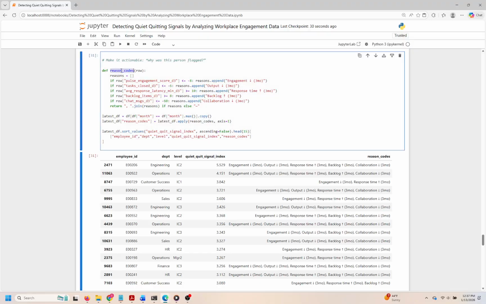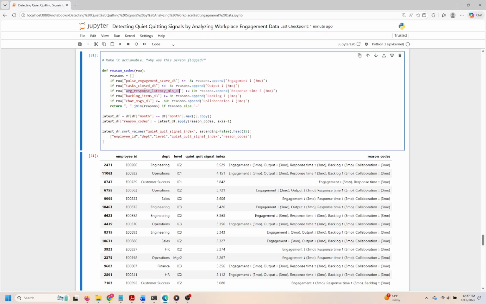It systematically evaluates various performance metrics over a 3-month period. For example, if an employee's engagement score has dropped significantly, it's noted as a potential red flag. Likewise, if they have closed fewer tasks or their response time has increased, those factors contribute to the list of concerns. The key variables here include pulse engagement scores, the number of tasks closed, response latency, backlog items, and chat messages exchanged.